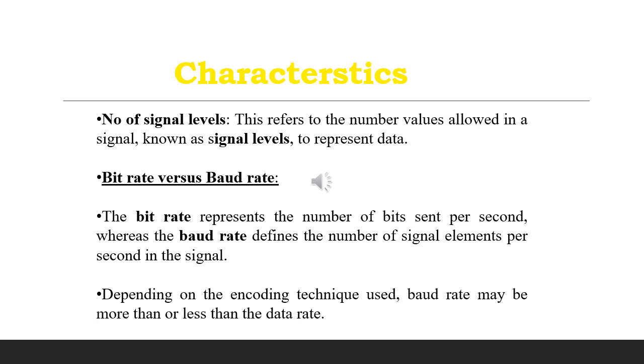Number of signal levels. This refers to the number of values allowed in a signal, known as signal levels, to represent data. Bit rate versus baud rate. The bit rate represents the number of bits sent per second, whereas the baud rate defines the number of signal elements per second in the signal. Depending on the encoding used, baud rate may be more than or less than the data rate.